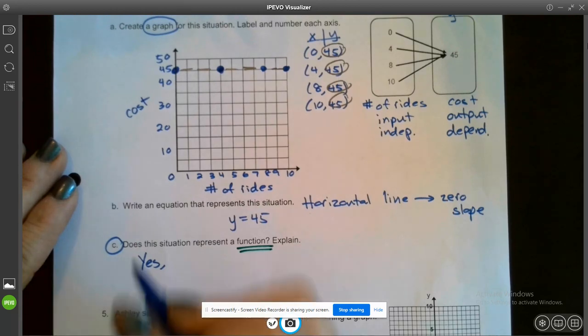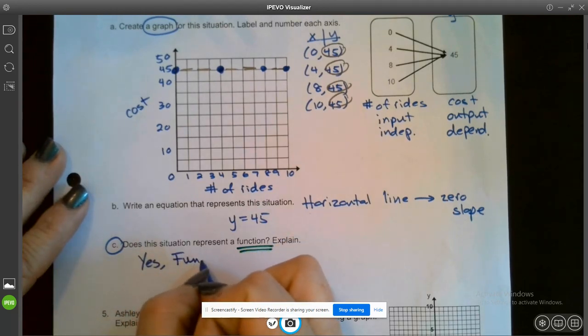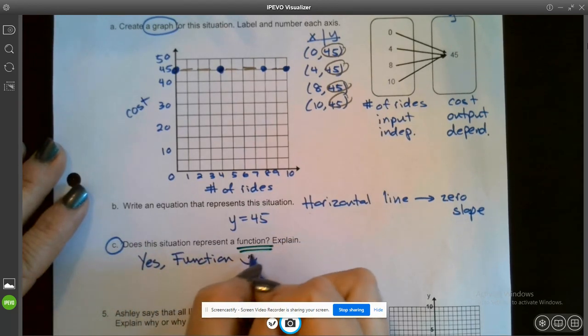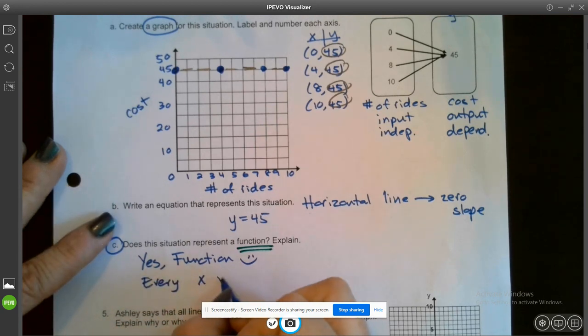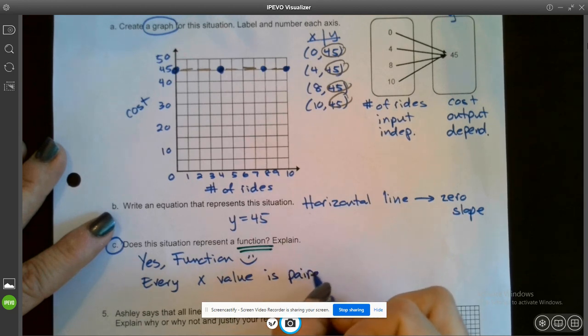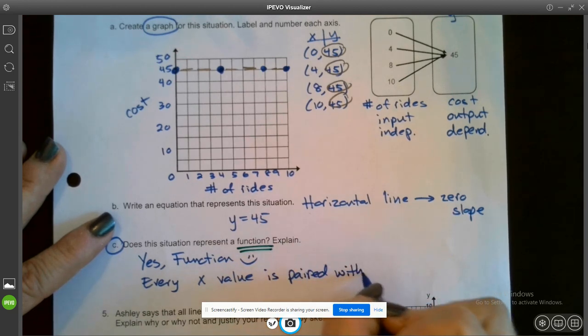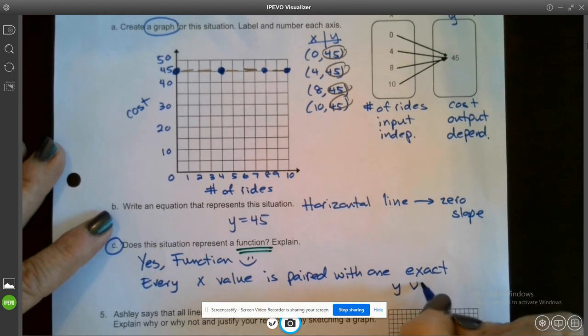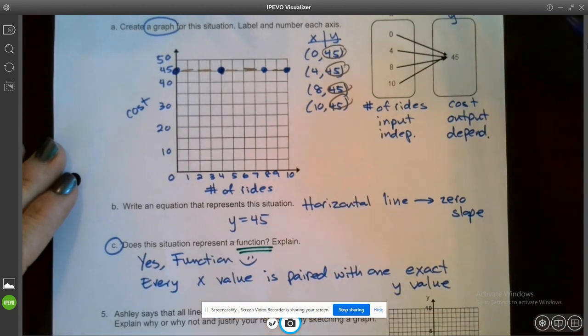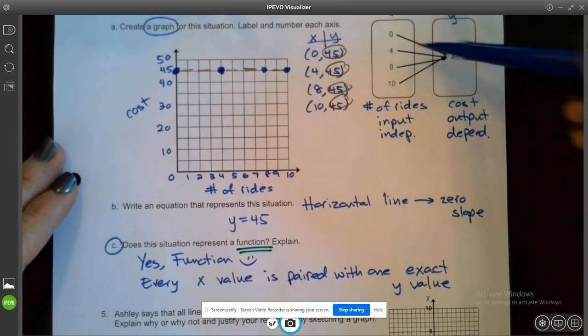Let me move it up again. Yes, function, with maybe a smiley face. Okay. So every x value is paired with one exact y value. Now here's the difference. Yeah, I get it. Like, yeah, but it's like every x value goes to 45. But again, asking yourself, if you go on 4 rides, do you know how much you're going to spend? Yeah, it doesn't vary.